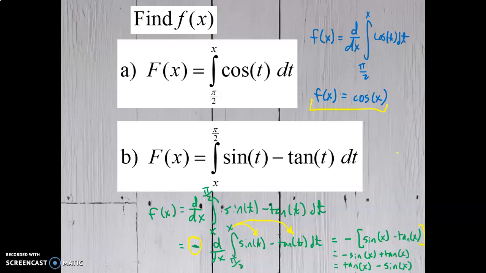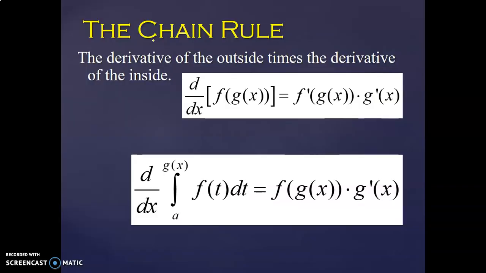All right, so that was the basic version of FTC anti-differentiation. Sometimes you're going to need to apply the chain rule. Basically, if you take the derivative of a composite function, then you take the derivative of the outside function and multiply by the derivative of the inside function. That's the regular old chain rule. And then we're doing the exact same thing here.